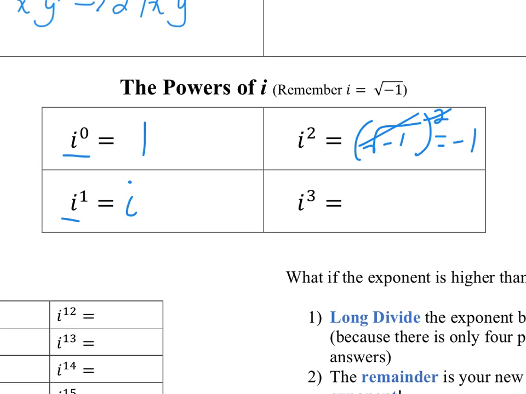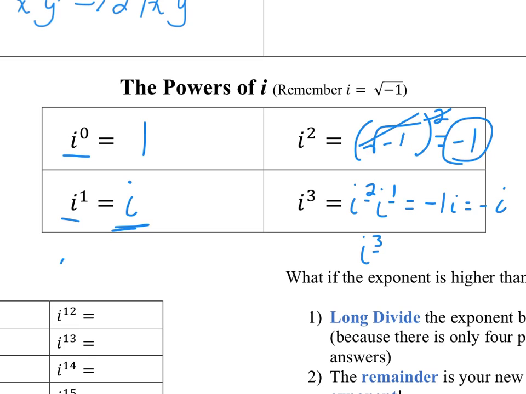Then I to the third, if you remember your rules of exponents, is the same as saying I squared times I to the first, because 2 plus 1 is 3. So if you remember that I squared is -1, and just plain old I is I, so it's -I. So those are your 4 basic powers of I: 1, I, -1, -I.